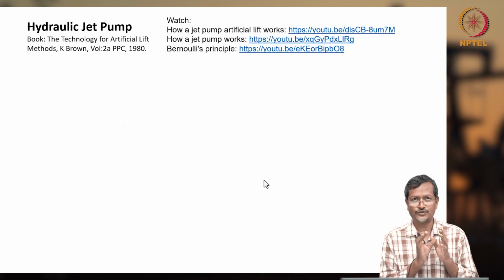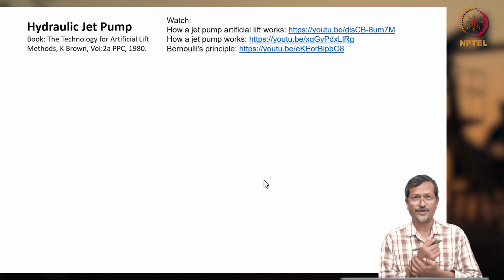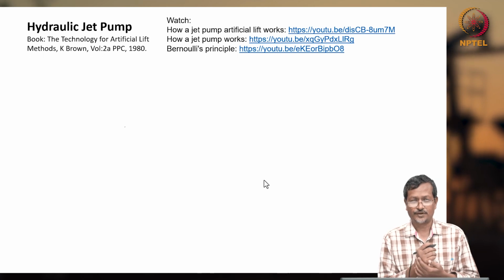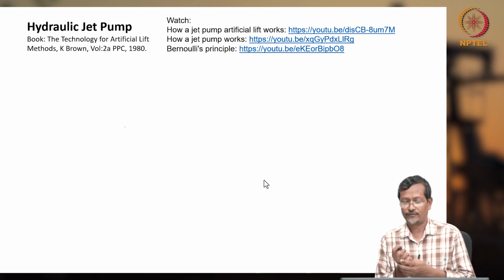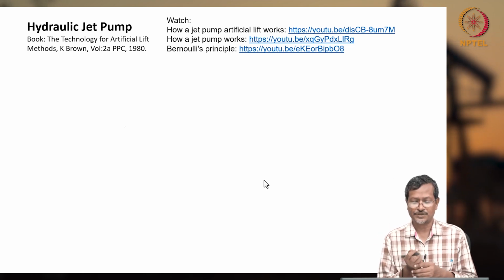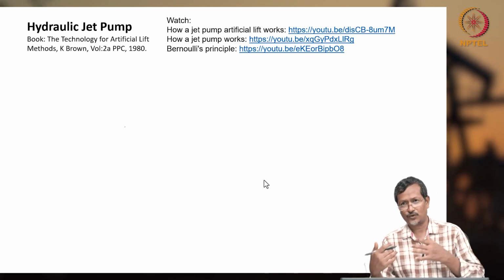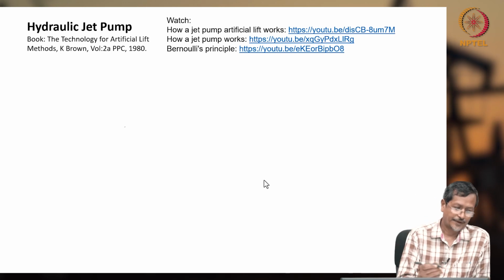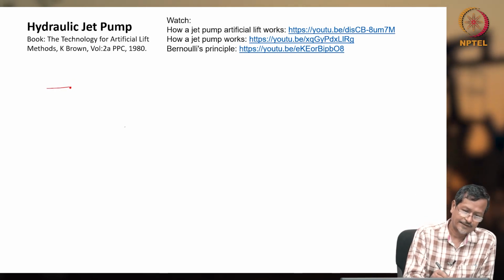How does this Venturi or jet pump work? First, I will explain using the Venturi meter principle. If you have gone through your fluid machinery laboratory, you may have done some experiments related to pressure gauge, manometer, Venturi meter. So I'll try to explain a little bit, based on that Venturi meter principle, how this jet pump works. In a laboratory experiment, normally there will be some system like this.